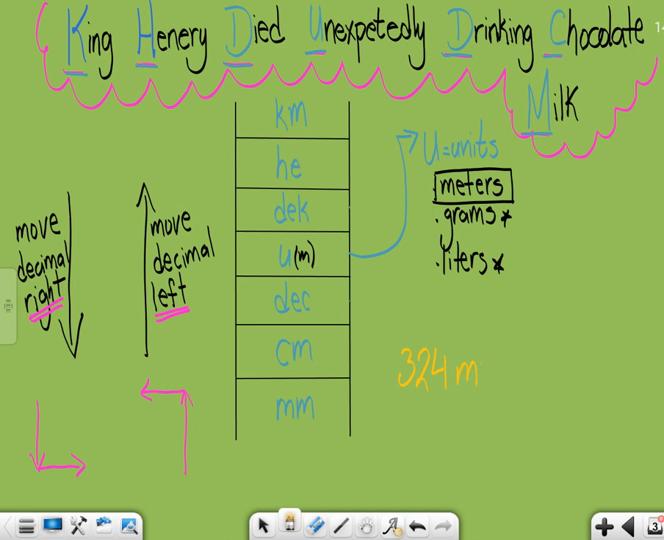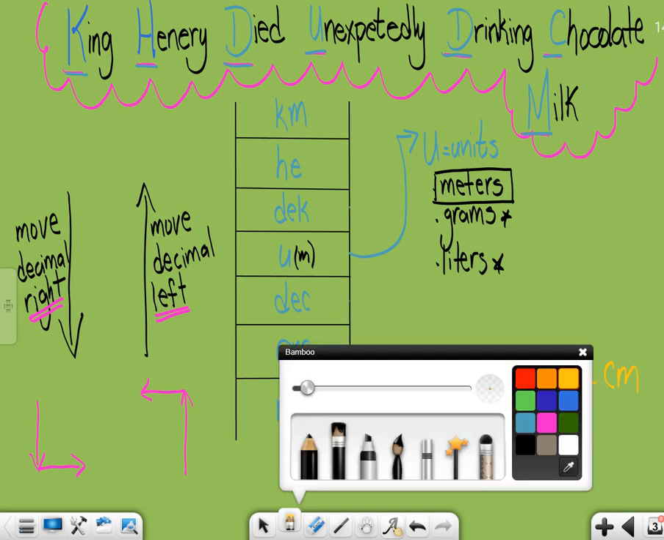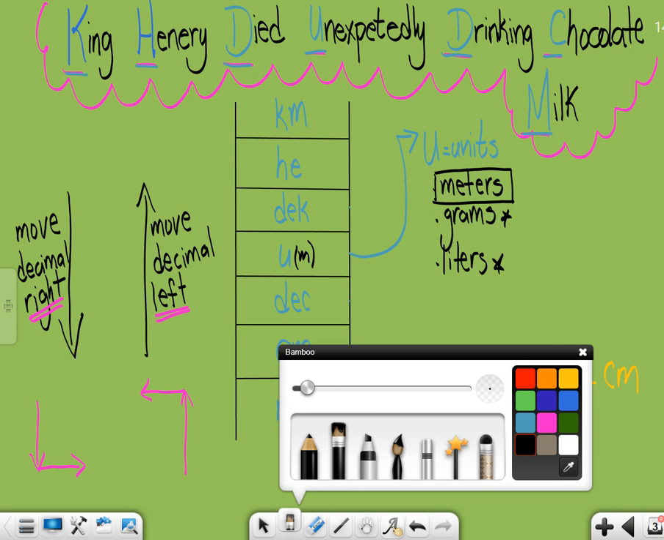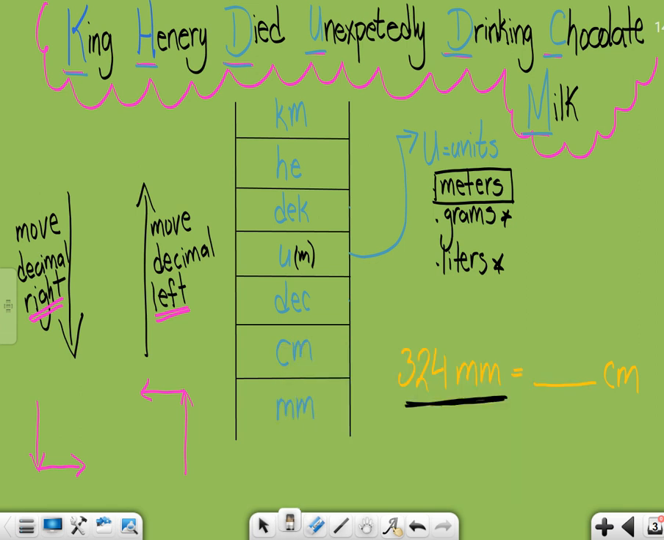324 millimeters, which equals blank centimeter. Okay, so my starting point is this: 324 millimeters. So I know I'm starting, actually let's just do it by, I'm starting right here, and I'll put a little star, okay? I'm starting right here. And where am I going? So I know I'm starting at millimeters, I have to end at centimeters, right?